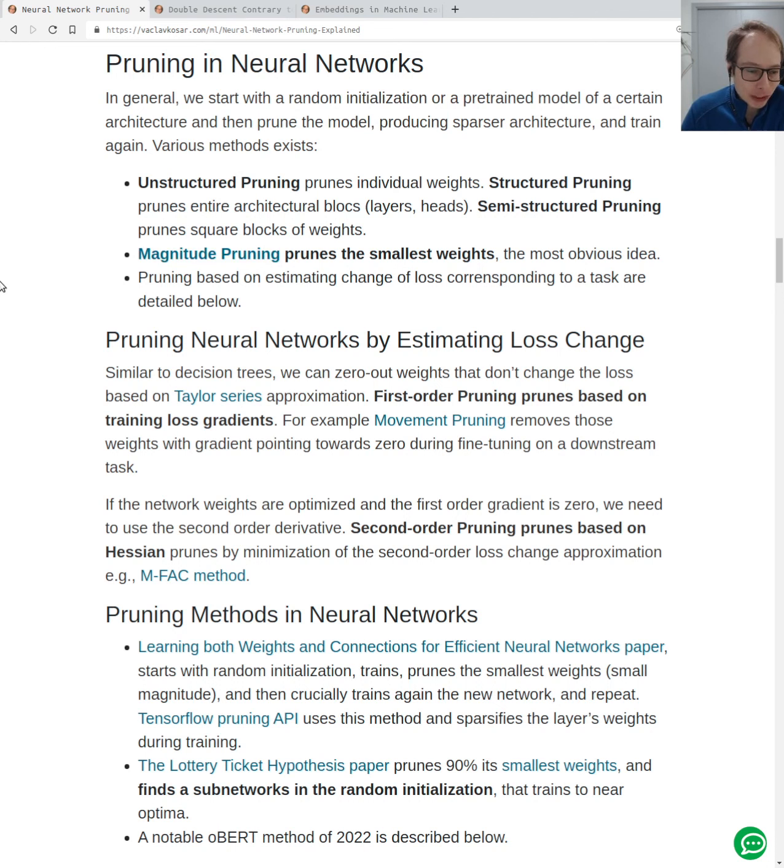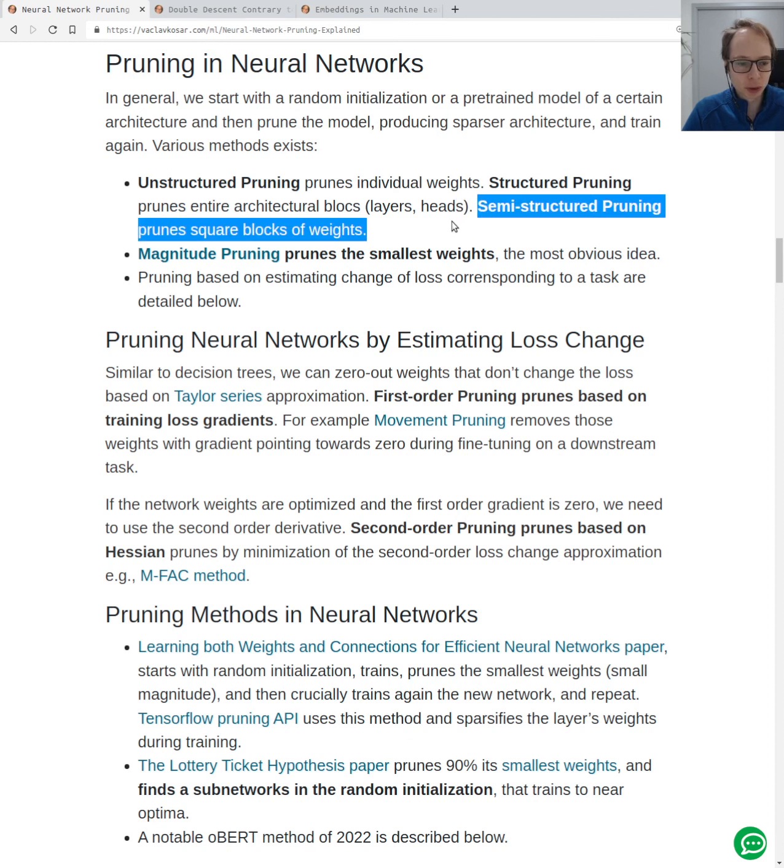Pruning in neural networks can be split into unstructured pruning, structured pruning, and semi-structured pruning. Unstructured pruning just prunes individual weights. For example, magnitude pruning just removes the smallest weights. Structured pruning removes entire blocks like layers or heads in attention networks. And semi-structured pruning removes square blocks of weights that can help us speed up the calculation.